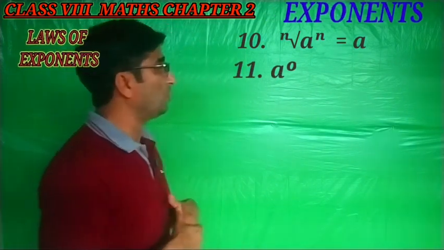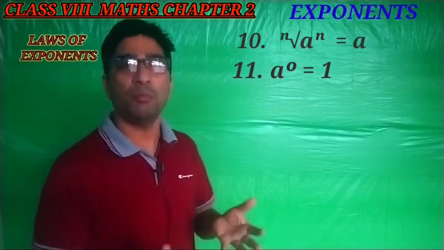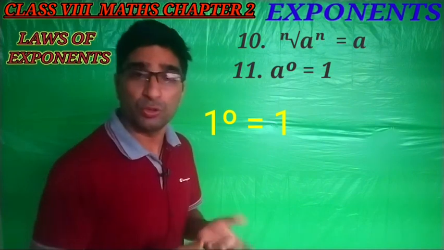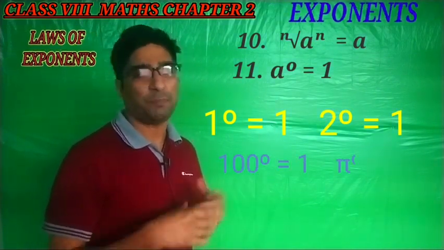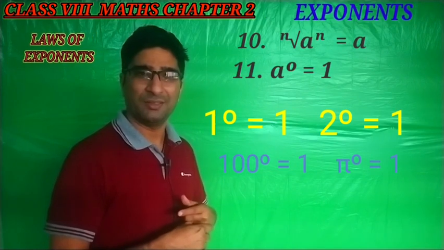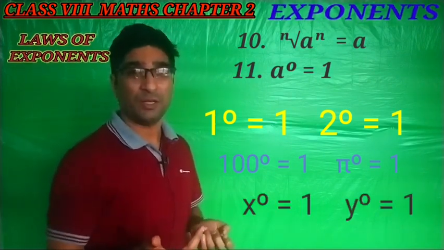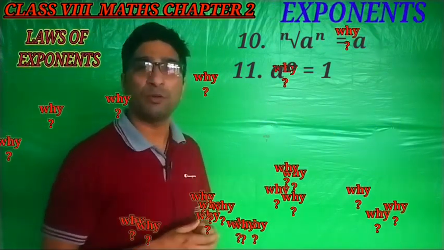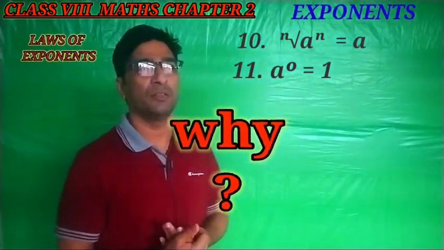The next one is, we all know about a to the power 0. A to the power 0 equals 1. That means any number to the power 0 is 1. 1 to the power 0 is 1. 2 to the power 0 is 1. 100 power 0 equals 1. Pi to the power 0 equals 1. X to the power 0 equals 1. Y to the power 0 equals 1. But why? Why y to the power 0 equals 1, or x to the power 0 equals 1, or a to the power 0 equals 1?